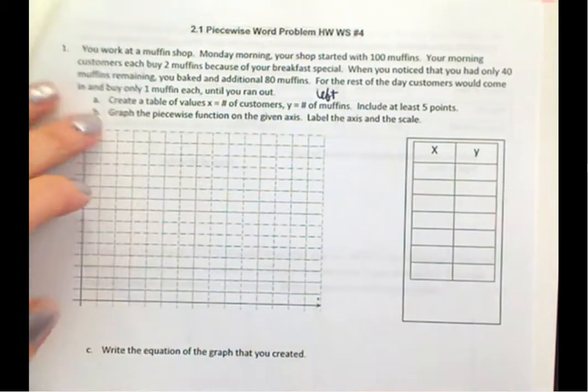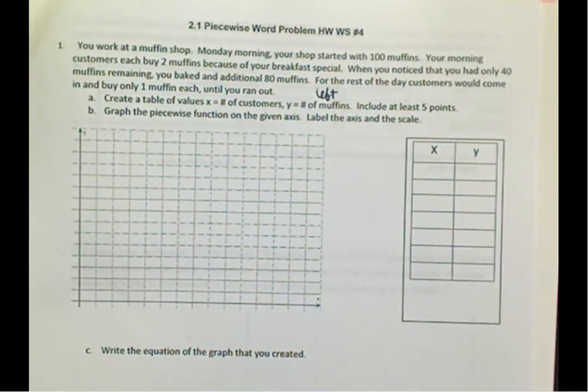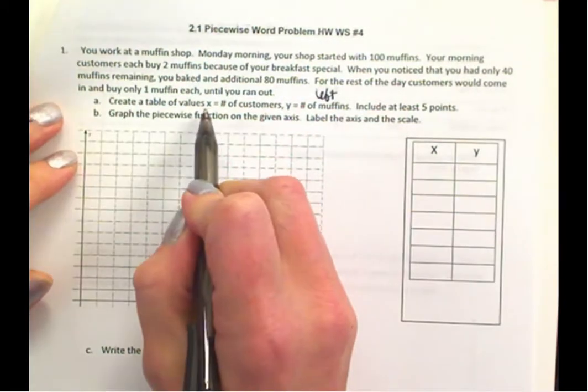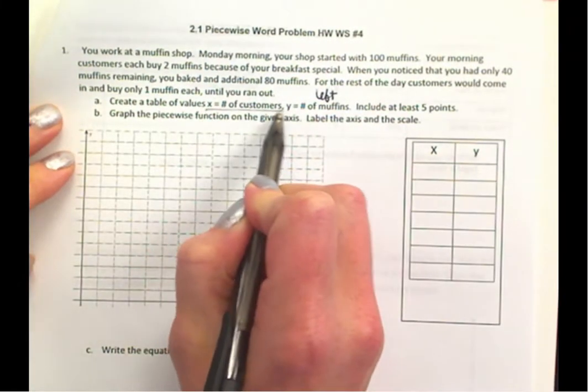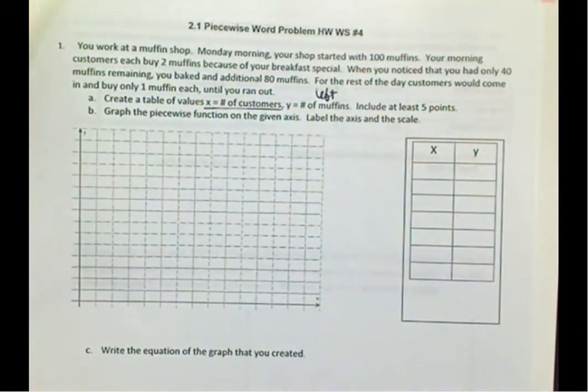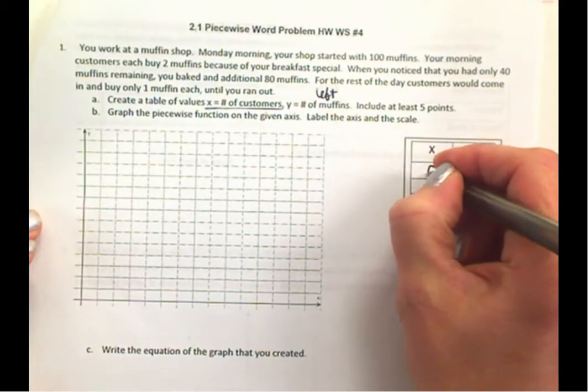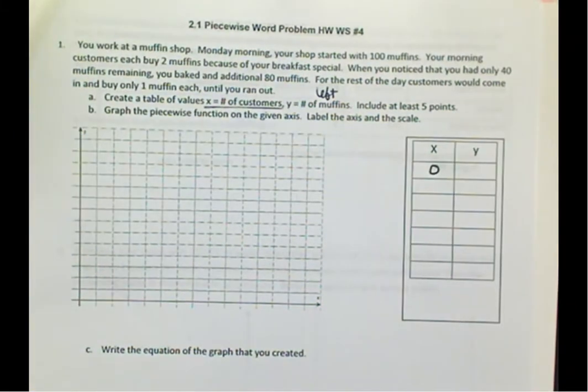Okay, table of values. Think about your domain and range. What is your minimum possible input or your minimum possible domain? Don't yell it. How many customers is your minimum possibility? Yeah? 0. Okay, 0. Right, you have to try to put the points together based on the description given to you.